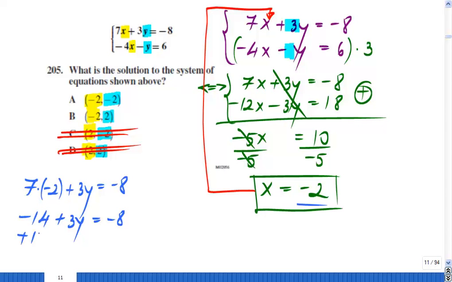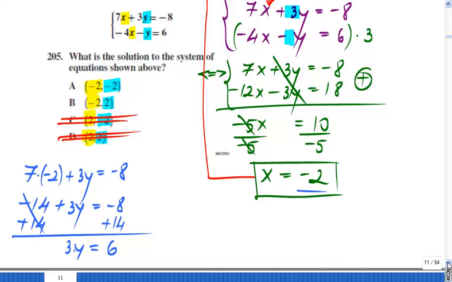I'm trying to solve for y. Everything else should go away. How can you do that? You add 14 to both sides. -14 plus 14 is 0. 3y equals -8 plus 14, that will be 6. To find your y, divide everything by 3. 3 divided by 3 is 1. What do you find here? Well, my y is 2.